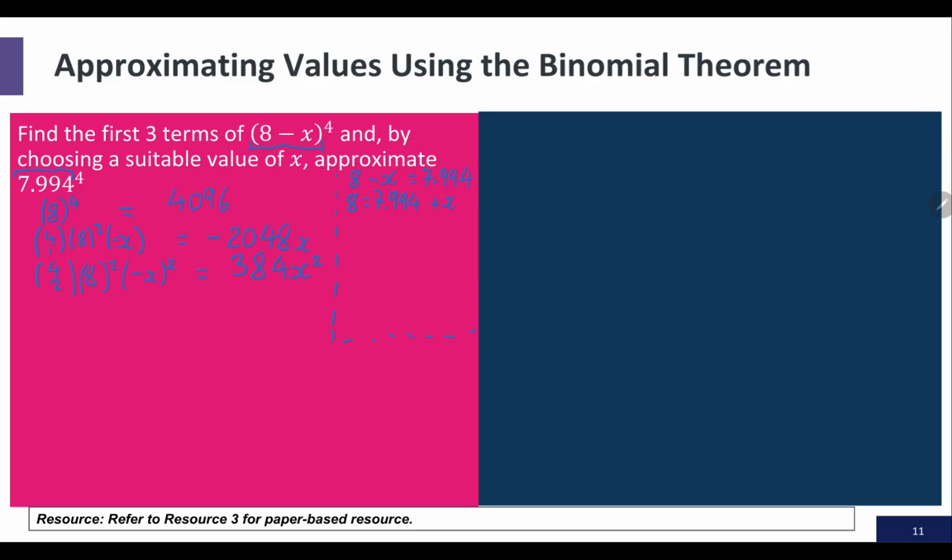Next thing I'm going to do is subtract 7.994 from both sides, which is 0.006. So now I've got a suitable value for x. So what I'm going to do now is I'm just going to finish the question off.